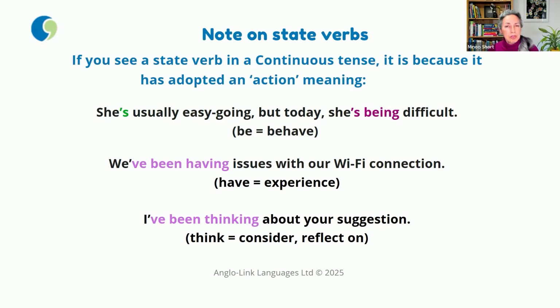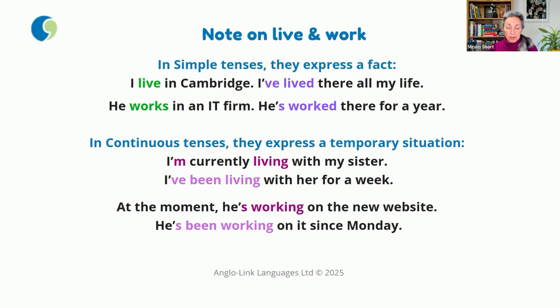But of course, as action verbs, they can go into continuous tenses. And when we put live and work in a continuous tense, now they express a more temporary situation, not a fact of life. For example, I'm currently living with my sister. And in this context, it's better to, again, use the present perfect continuous when you bring the time in. I've been living with her for a week. Next example, at the moment, he is working on the new website, and bring in the time element, he's been working on it since Monday.